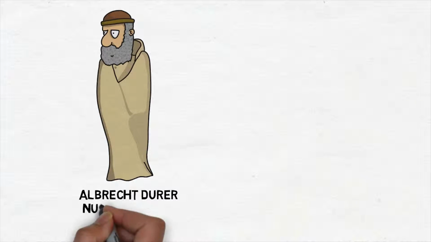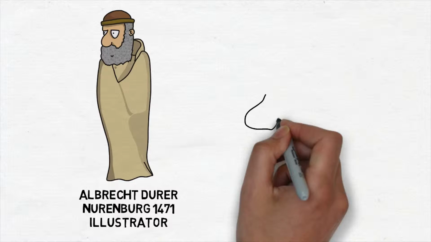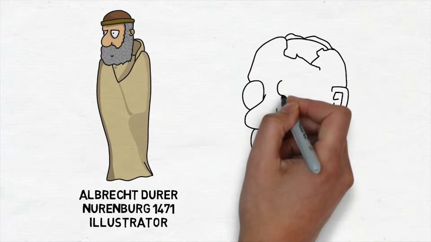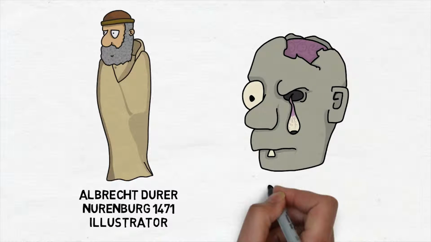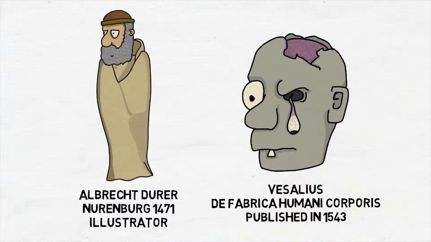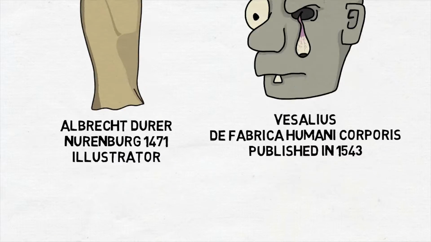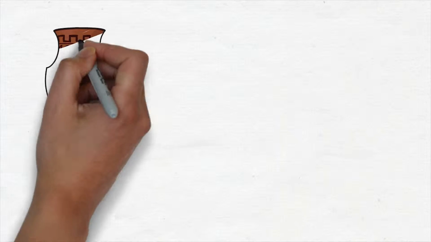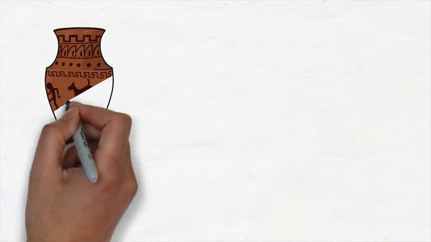In this connection, one remembers the work of Albrecht Dürer, one of the greatest of erstwhile illustrators, who was born at Nuremberg in 1471. Mention should also be made of the magnificent illustrations of the human body made by Vesalius in his De Fabrica Humana Corporis, a work on medical surgery published in 1543.